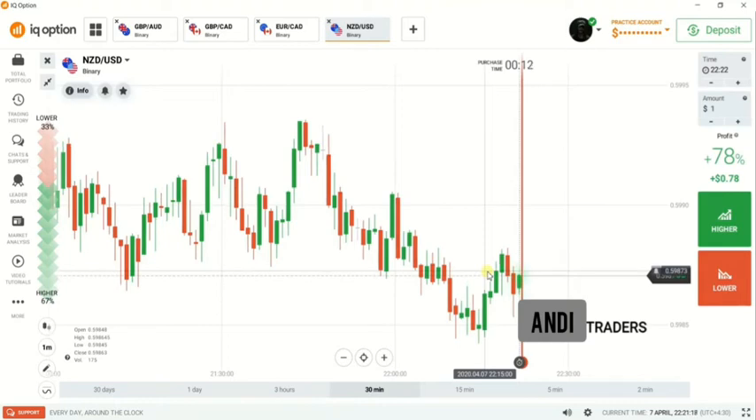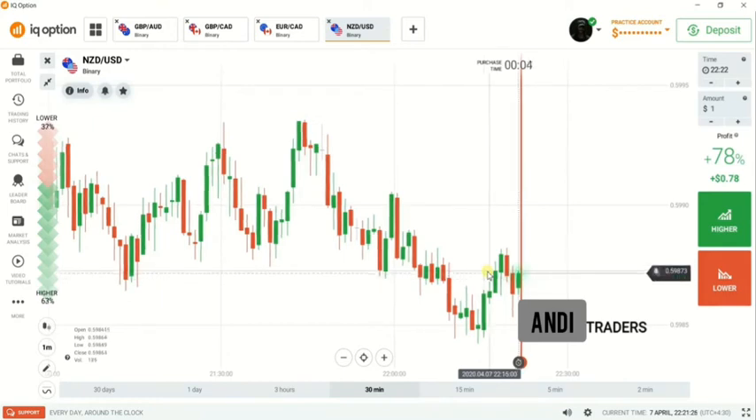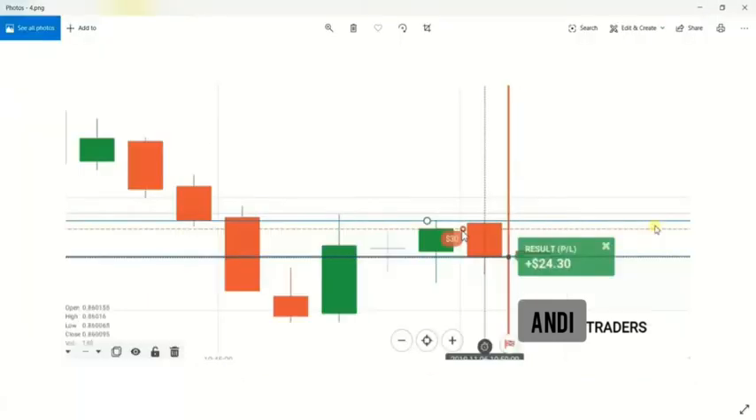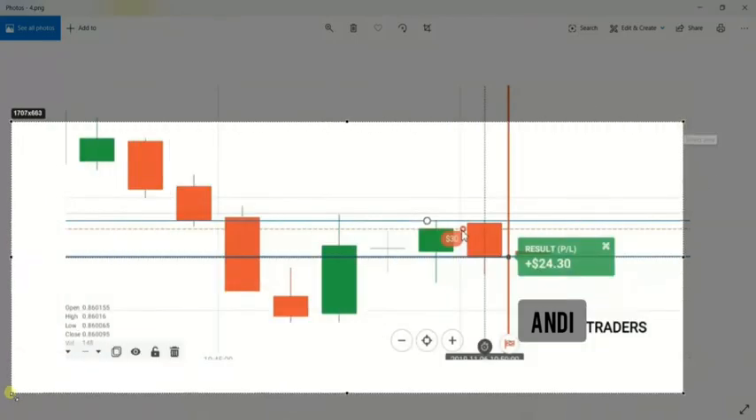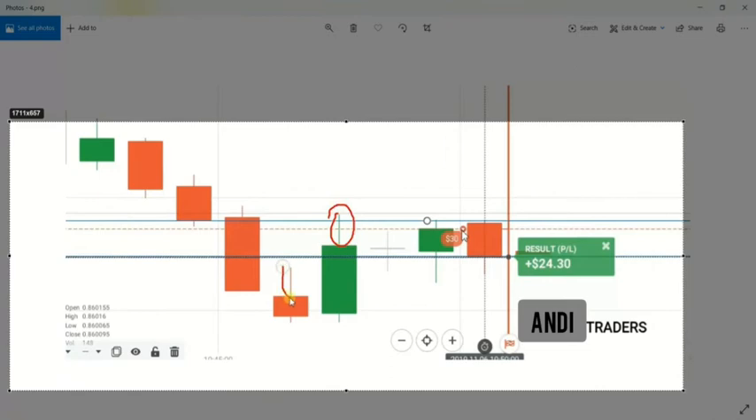So now let's talk about new low, new high, and let's talk about wicks. Okay, let's talk about wicks. The wicks are important. This one is the wick, the shadow of the candle. This one is the wick.